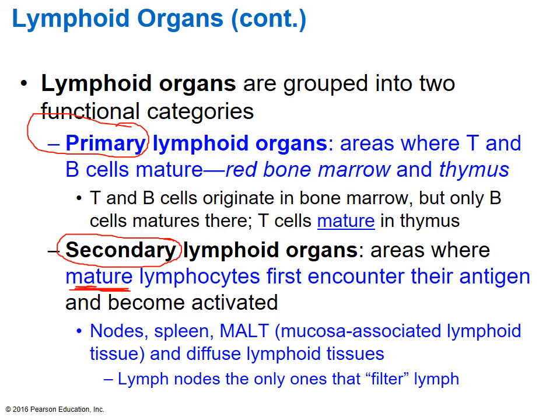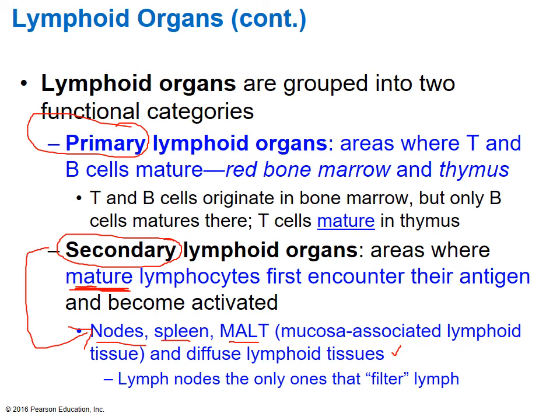Some examples of lymphatic organs are going to be our lymph node, our spleen, our MALT, which stands for mucosa-associated lymphoid tissue, and then there's also some diffuse lymphoid tissue that we'll have to talk about, like for instance, when we take a look at our tonsils, we're going to explore that a little bit further.